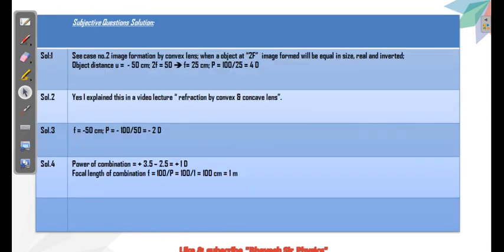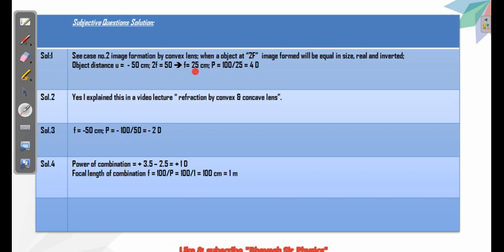So we know the case when the object is placed at 2f, the image formed is the same size, real and inverted. Here we have a value of 2f. 2f is given as 50 centimeter, so here you will get a focal length of 25 centimeter. It is a convex lens, so the focal length is positive. So you will get a focal length of 25 centimeter.